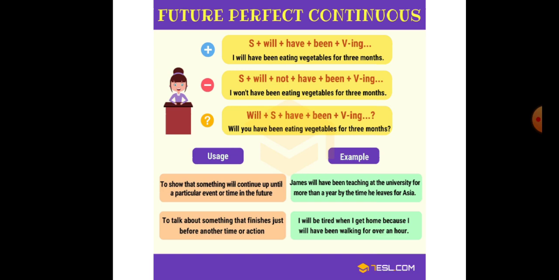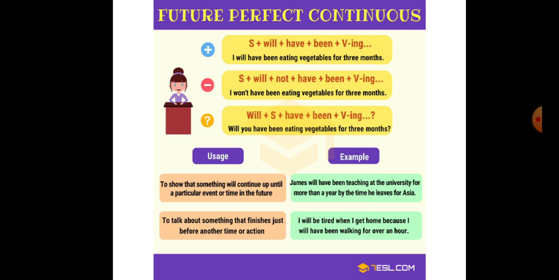I won't have been eating vegetables for 3 months. This is the negative form. Then question form: will plus subject plus have plus been plus verb plus ing. Will you have been eating vegetables for 3 months? This is the question form. Now you see where we use future perfect continuous tense to show that something will continue up until a particular event or time in the future.